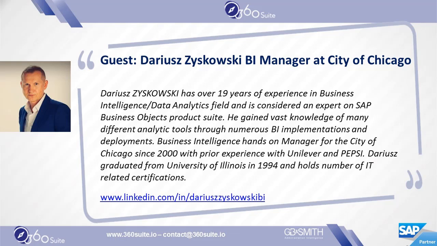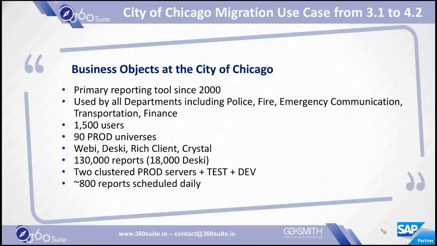Thanks, Bruno. Hello, everyone. Again, this is Darius Zikowski. I am with the City of Chicago. So our 3.1 environment was pretty big. We had over 103,000 reports, close to 200 universes, about 1,700 users. So Business Objects is a primary reporting tool for the city. Basically, it runs all the reporting capabilities. So all the most important documents are actually Business Objects documents.